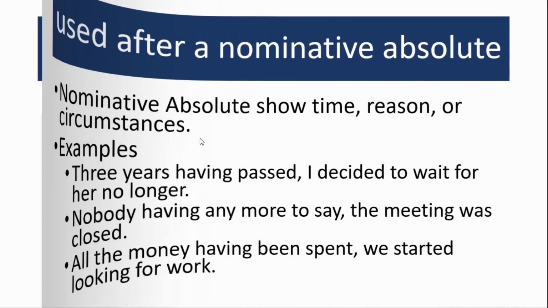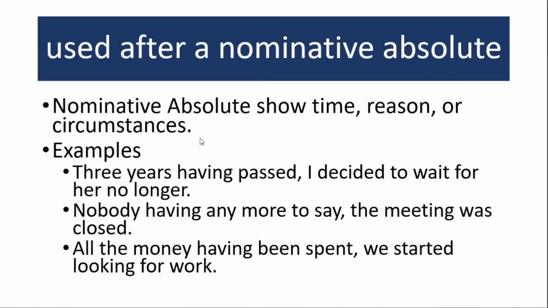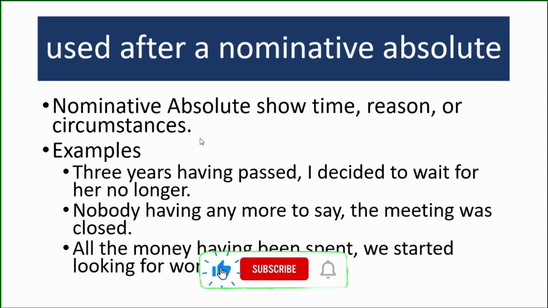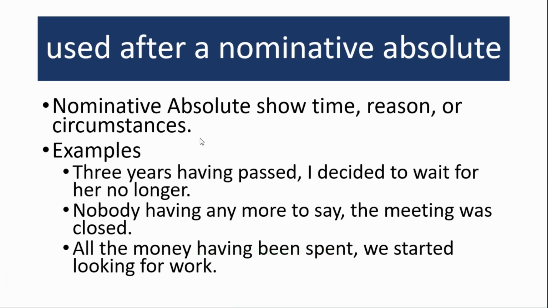It is used after a nominative absolute. Let us briefly see what a nominative absolute is. A nominative absolute is a noun or a pronoun, followed by a participle or participle phrase that functions independently of the rest of the sentence. Nominative absolute can show time, reason, or circumstances. See the following examples. One by one they show time, reason, and a circumstance.